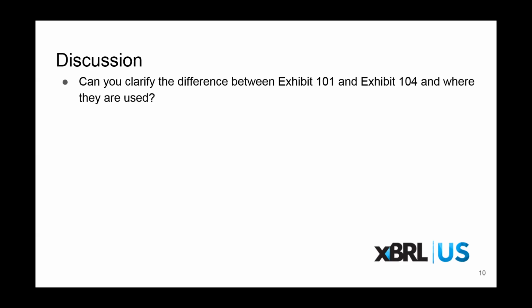Now, that said, the Exhibit 104 should be referenced in an EDGAR submission if the filing document contains an exhibit index. Forms that do not include an exhibit index do not need to reference Exhibit 104. As an example, some Form 8-Ks require the inclusion of an exhibit index, and other Form 8-Ks do not require the inclusion of an exhibit index.